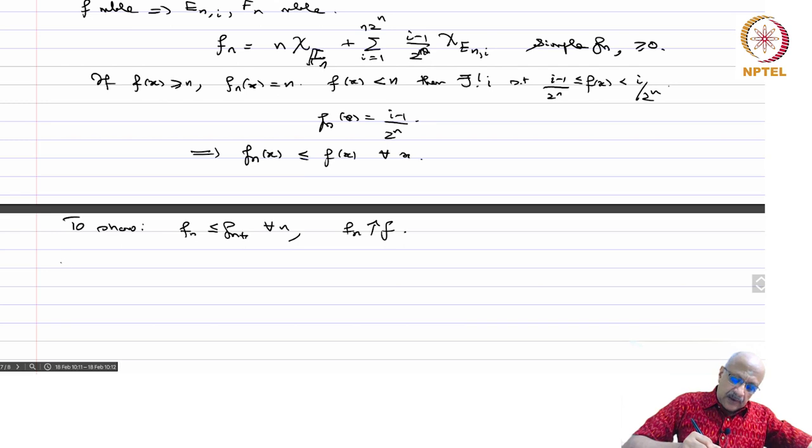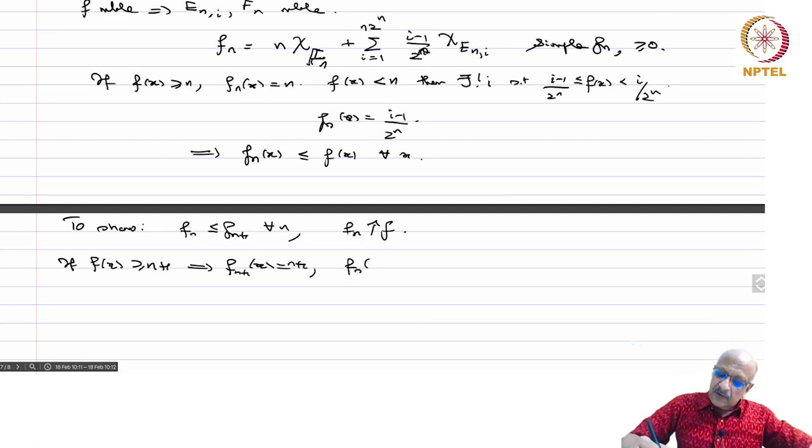So if f(x) is greater than or equal to n+1, this implies that f_{n+1}(x) equals n+1, and then f_n(x), since f(x) is bigger than or equal to n+1 and therefore bigger than n, is equal to n. So this implies that f_n(x) is less than or equal to f_{n+1}(x).